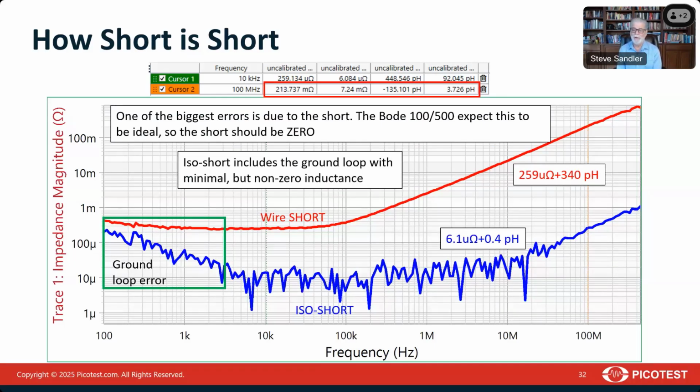That's the iso short part. So we need the short because if we don't have the short, we don't get the correct ground loop error. But we also need as much isolation as we can get. This particular isolator is showing 400 femtohenries as residual inductance. The one I showed you in the picture is currently below 100 femtohenries.